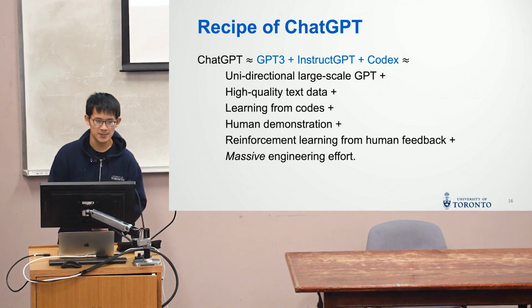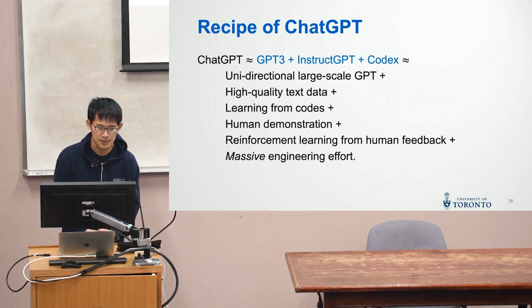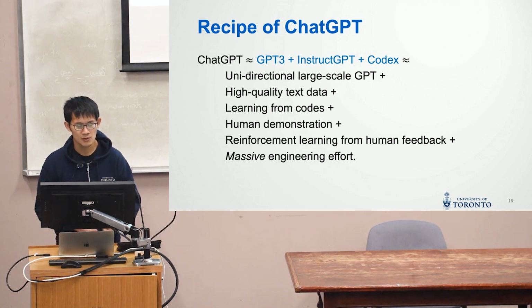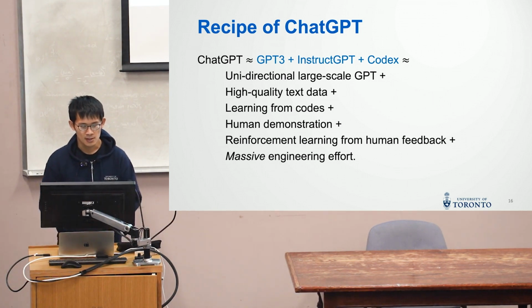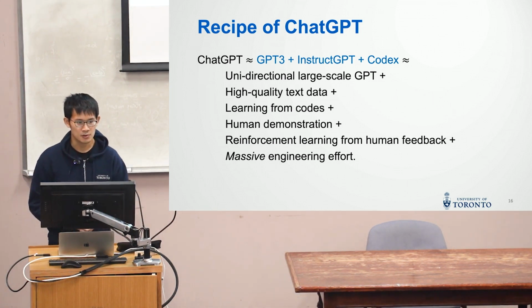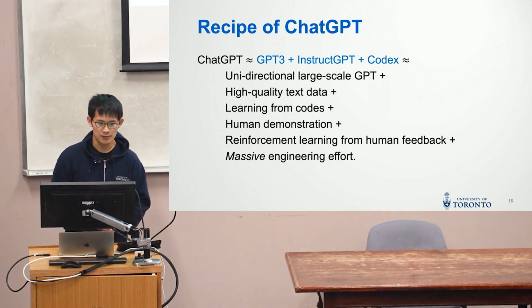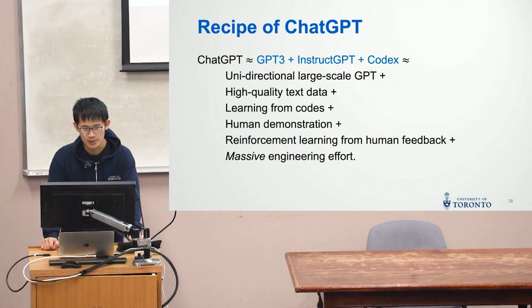So when we put all of these pieces together, we could get a recipe of ChatGPT. ChatGPT is approximately GPT-3, which uses high-quality text data to train a unidirectional large-scale GPT model. And it incorporates the findings from Codex, which is learning from code, and it also incorporates the reinforcement learning from human feedback and human demonstration that are learned in InstructGPT. And beyond these components, OpenAI also put in massive engineering effort to get the ChatGPT model.